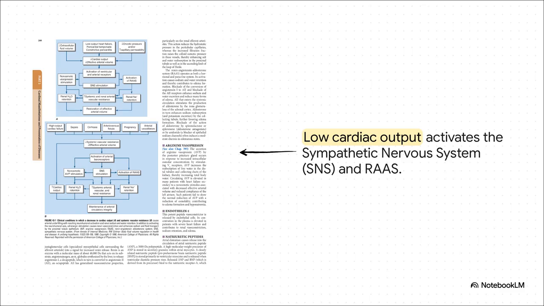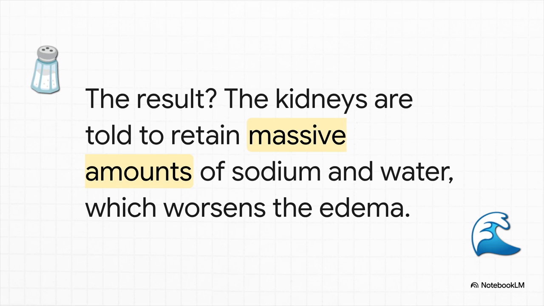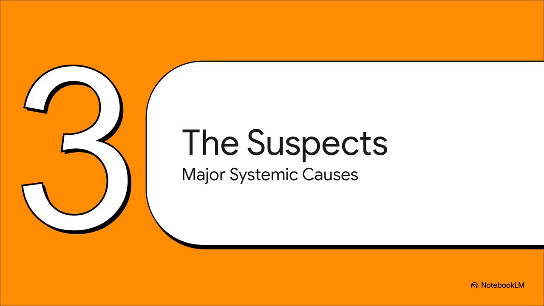The body basically screams, "Hey, we're running dry over here," and it activates the sympathetic nervous system and the RAS system, two incredibly powerful hormonal systems designed to crank up blood pressure and hold on to every last drop of fluid. And this is the final common pathway. The body is desperately trying to refill the tank, but the real problem, the weak heart or the low protein, means that extra fluid can't stay in the blood vessels. It just gets pushed right back out into the tissues, making the edema even worse. It's a vicious cycle.